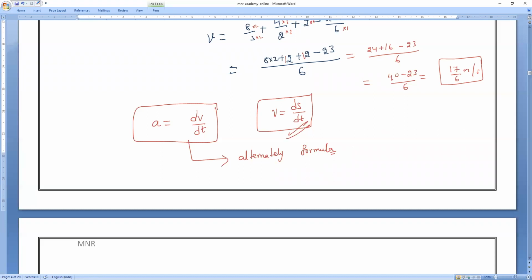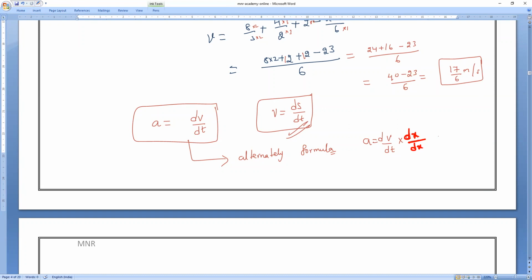Alternative formula of this one, be very careful. What is the acceleration formula? Acceleration equals dv by dt. Clear? Now, both numerator and denominator, I will multiply with dx divided by dx. Is there any problem for you? I am myself multiplying, I divided both numerator and denominator by dx by dx. If you have any problem, anybody can ask me.